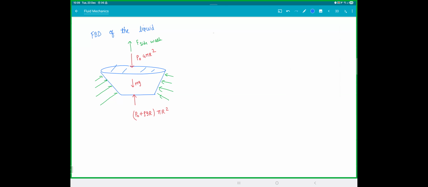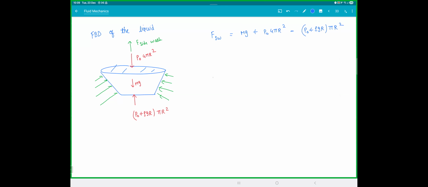So you can clearly see, I'll write it as FSW, F side walls, must be equal to mg plus P naught into 4 pi r square minus P naught plus rho g r into pi r square. There. And how do you find m? You need to find m.